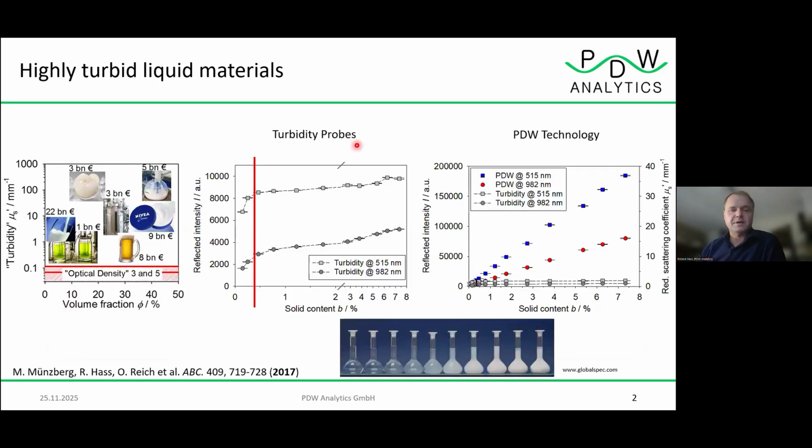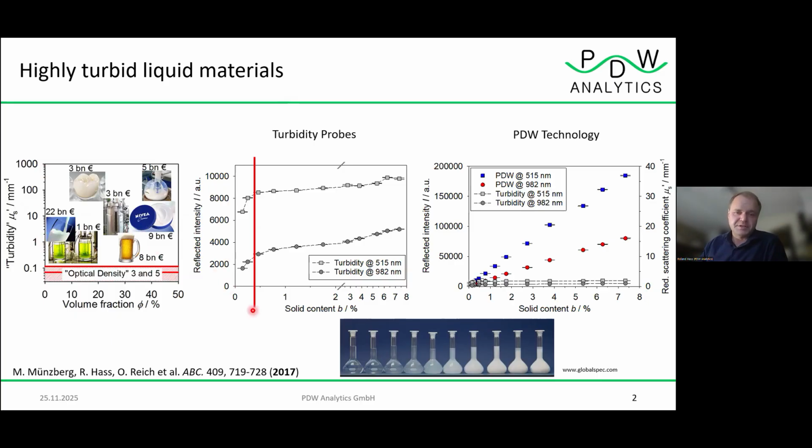Well, there are, of course, many materials which exhibit turbidity. We express turbidity by the so-called reduced scattering coefficient, mu s prime. And many materials exhibit really strong turbidity. Imagine milk or cosmetics, polymers, but also fermentation broth, cultivation, which, due to the cells in there, exhibits turbidity. Many probe-based approaches for measuring turbid processes, that is, turbidity probes, face the issue that they can't really work nicely in high concentrations.